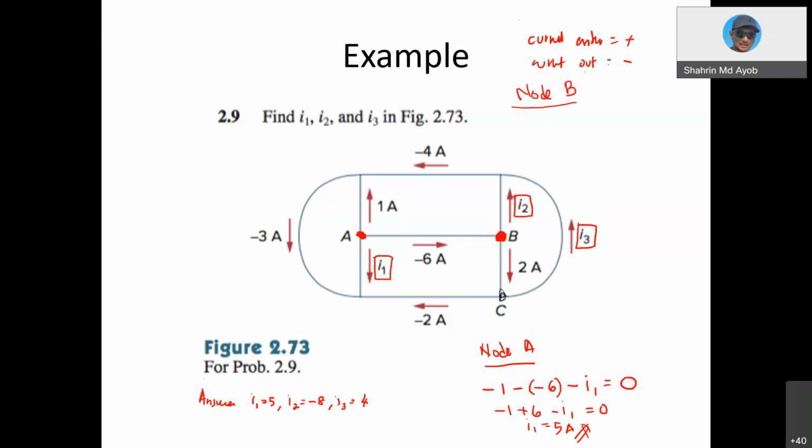So current entry must be positive, current out must be negative. The current entering right now is only this current, so -6. And the current out is negative I2 and 2, so it's equal to 0. So meaning that your I2 is -6, -2. So I2 is -8 ampere.